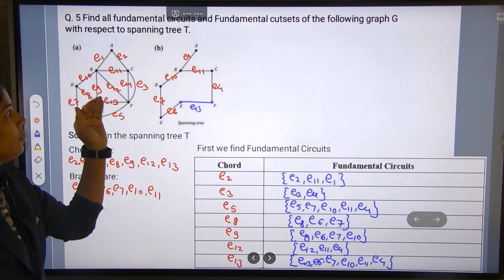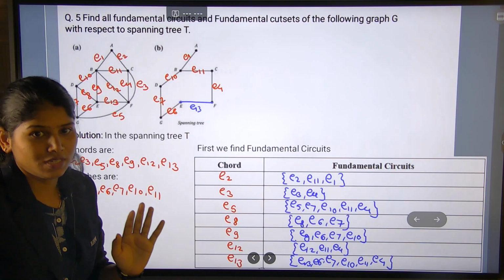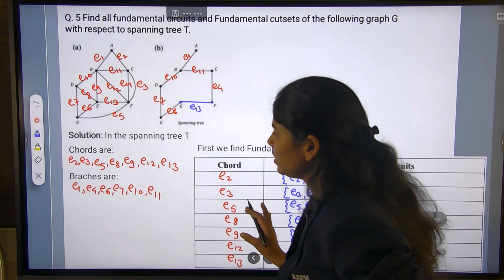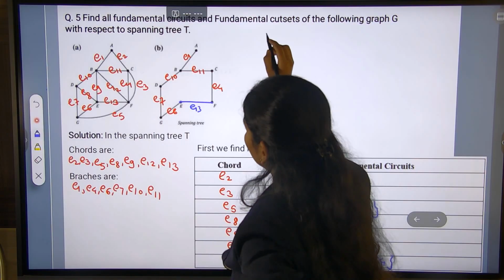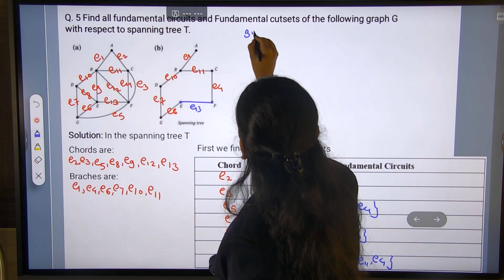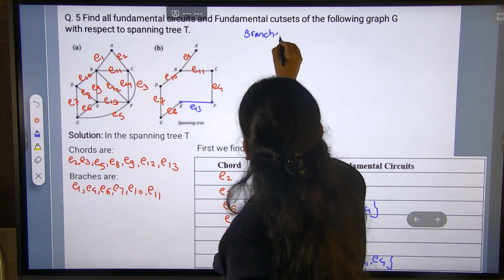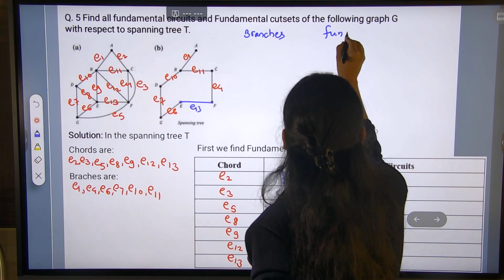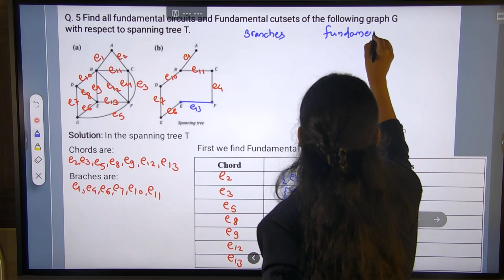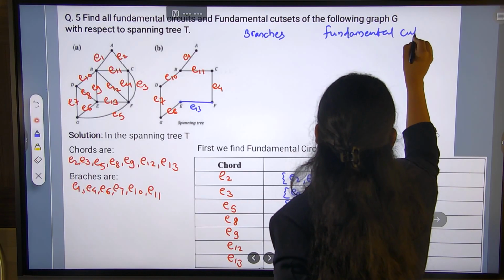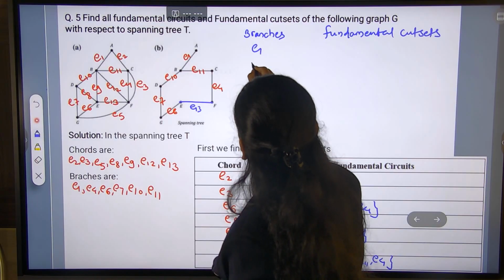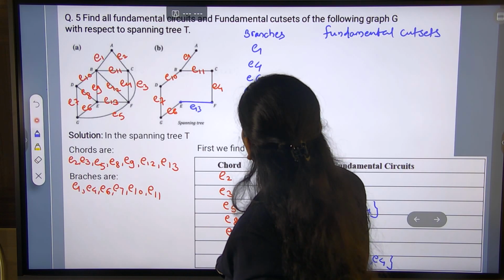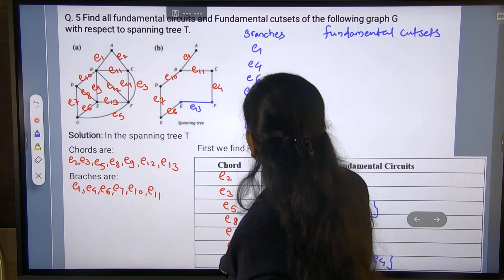Now we will find the fundamental cut sets. So for cut sets, we need to write down the branches. I am solving here only. So write down first the branches and their respective fundamental cut sets. Make a table for that. So the branches are E1, E4, E6, E7, E10, E11.